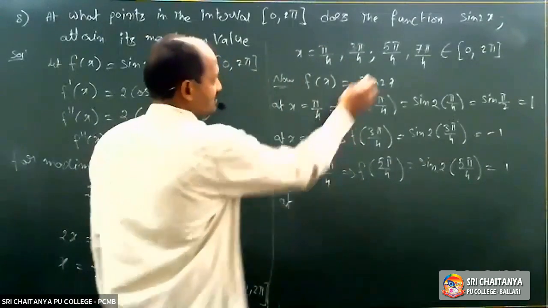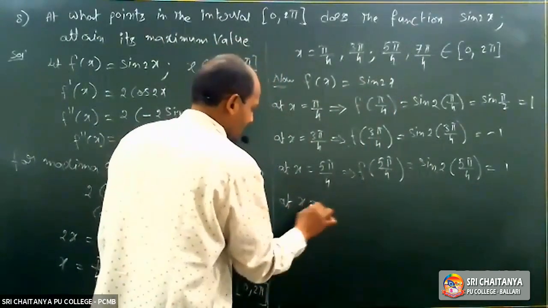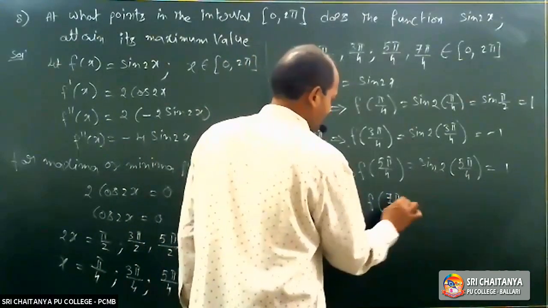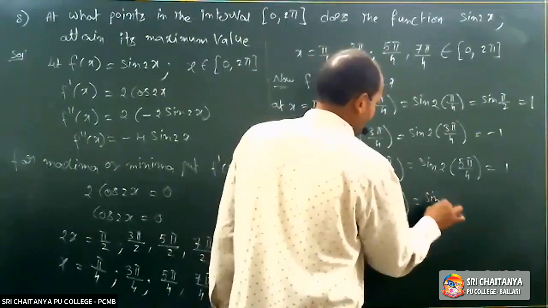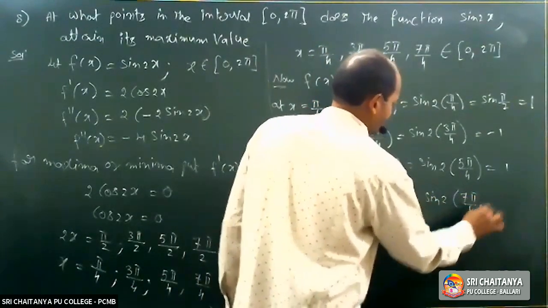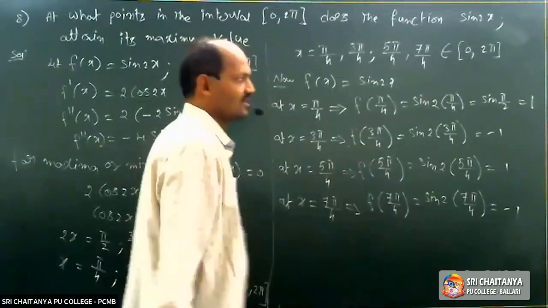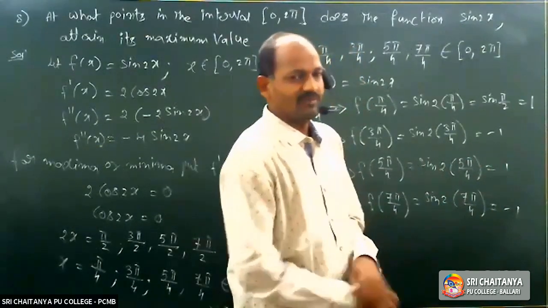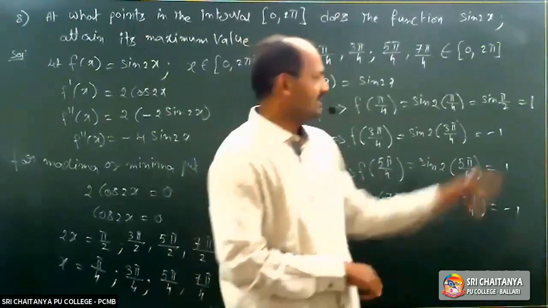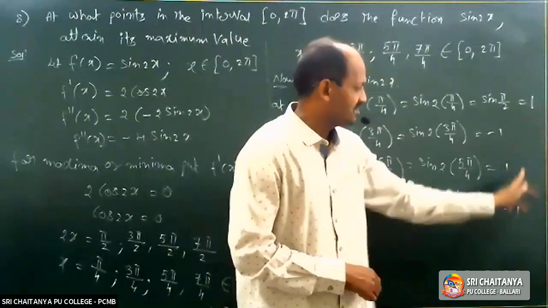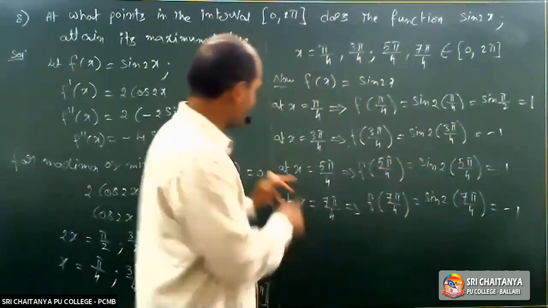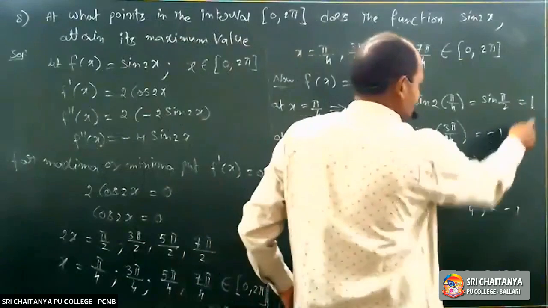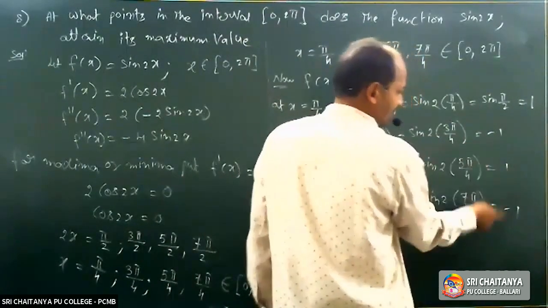So next value 7 pi by 4, and x is equal to 7 pi by 4. F of 7 pi by 4 is sine 2 into 7 pi by 4. We get a minus 1. It is plus 1, minus 1, plus 1, minus 1. So here maximum value is plus 1. When is it maximum? At x equal to pi by 4 and 5 pi by 4, it is maximum. Minus 1 is a minimum.